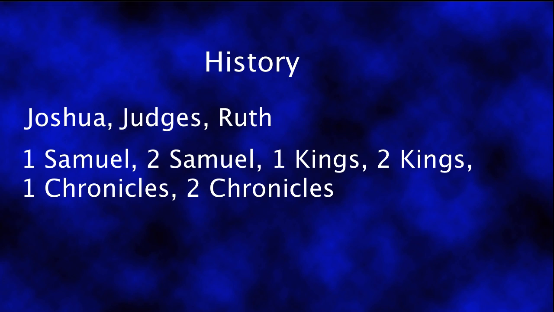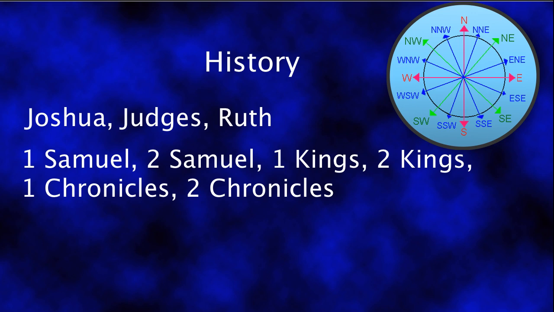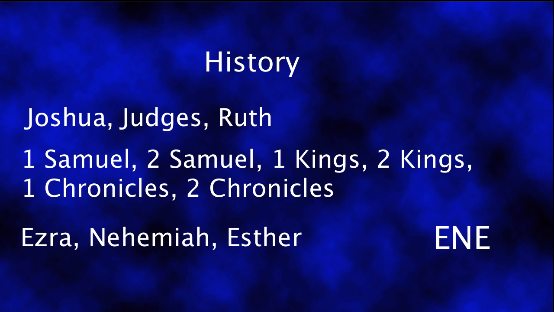Those are 9 of our history books, and we are heading in the right direction. Speaking of direction, let's go east-northeast, E-N-E. That points to Ezra, Nehemiah, and Esther. Ezra was taller than Nehemiah and Esther. That's all the history books. Let's repeat them in order. Joshua judges Ruth. 1 Samuel, 2 Samuel. 1 Kings, 2 Kings. 1 Chronicles, 2 Chronicles. Ezra, Nehemiah, Esther. Now we have 5 books of poetry.